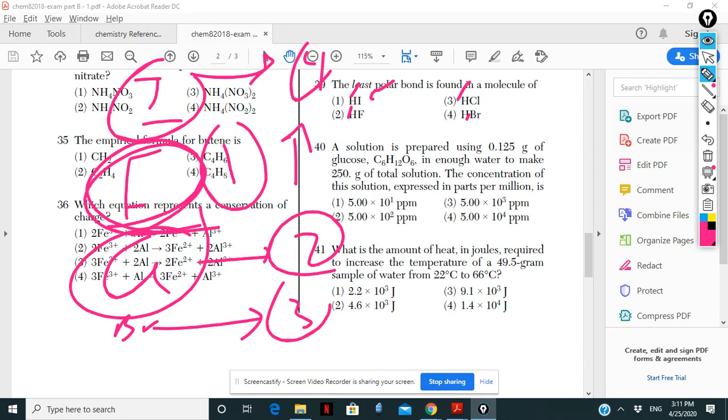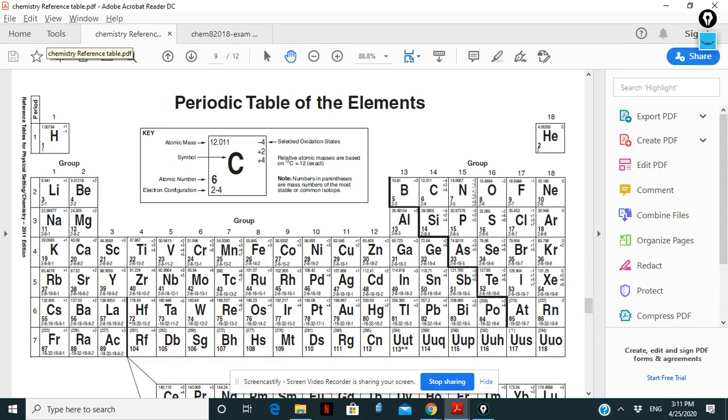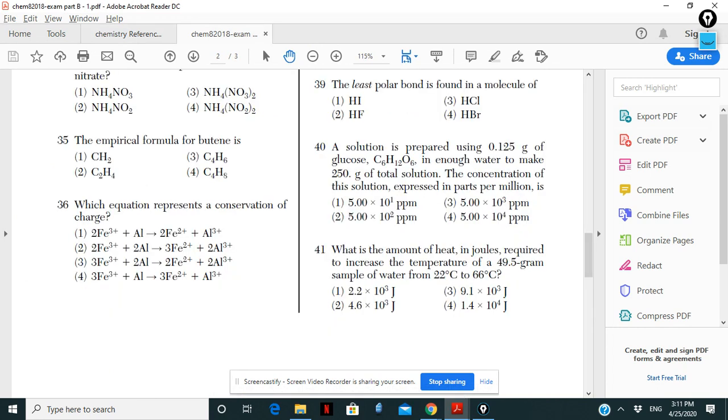The least polar is iodine. And if you forget that, you can go to your reference sheet and look here. So fluorine, the top, has the most electronegativity, then chlorine, then bromine, then iodine. So iodine is the one with the least electronegativity. I use the trend in that part.